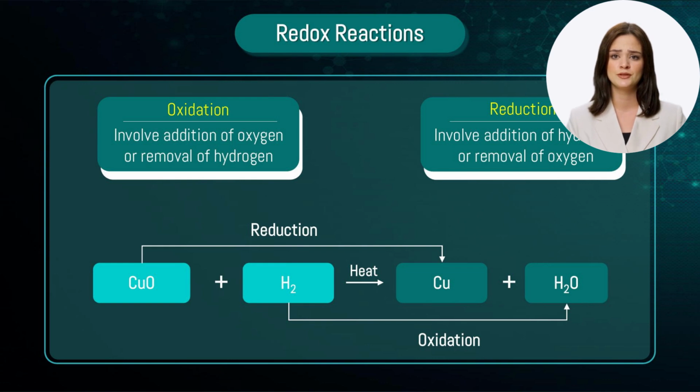For example, when copper oxide reacts with hydrogen gas on heating, copper oxide loses oxygen and gets reduced to copper. At the same time, hydrogen gains oxygen and gets oxidized to form water. So in this single reaction, reduction and oxidation take place simultaneously. What different types of redox reactions occur around us? Let us see on upcoming slides.